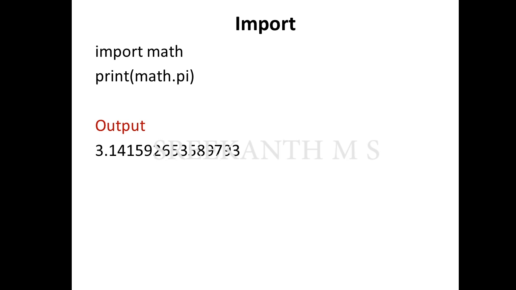Inside the math module there is an attribute, pi, and that is used here. Print, inside the brackets, math.pi. So what will be the output? Yes, the pi value 3.14 is displayed on the screen. So this is how the import function is used in Python.